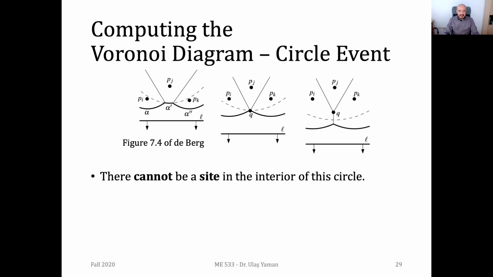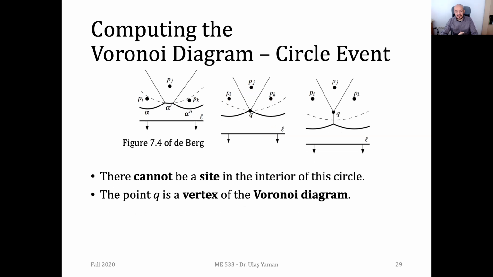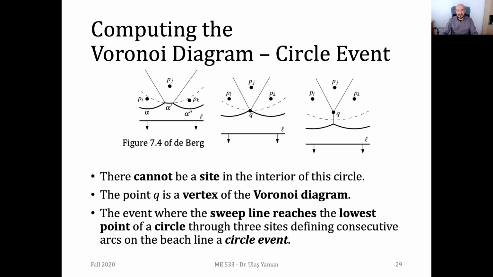So another issue, we know that we cannot have another site inside the circle. So it's not possible. If you have it, then that means you have a problem. You have done something wrong, and you should start your computation once again. And at that point, obviously, Q will be the vertex of our Voronoi diagram.